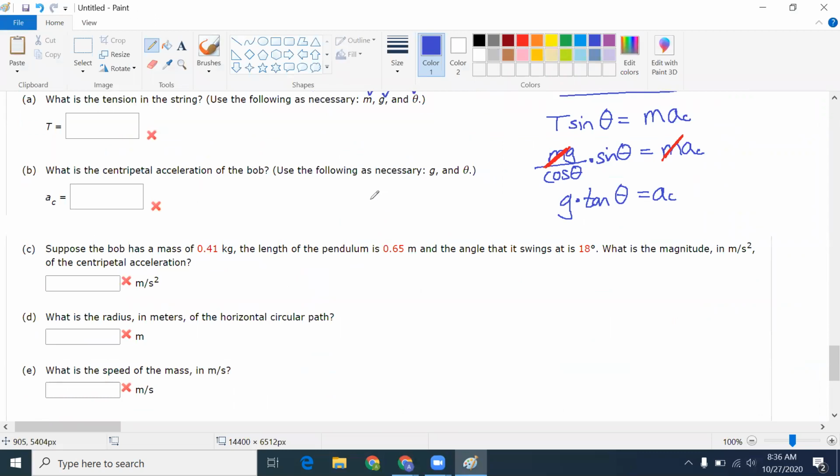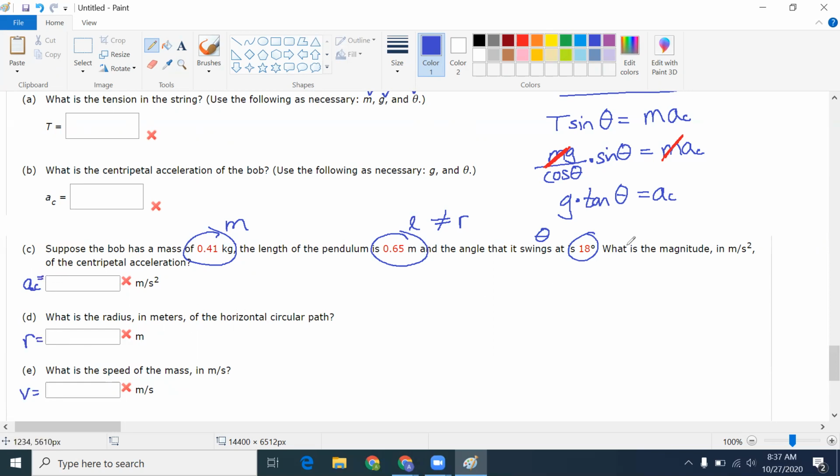All right, now it's giving us a mass of the bob and it's giving us a length of the pendulum. That is not equal to the radius. Now they've also given us theta, and it's going to ask us a handful of things. It wants to know the acceleration, so AC. It wants to know the radius, and it wants to know the velocity.